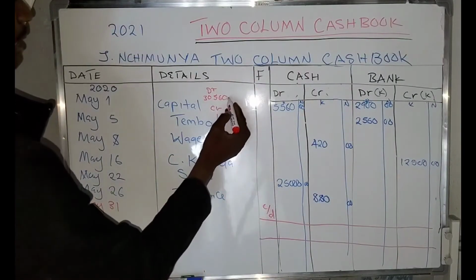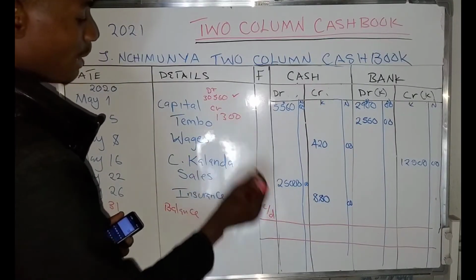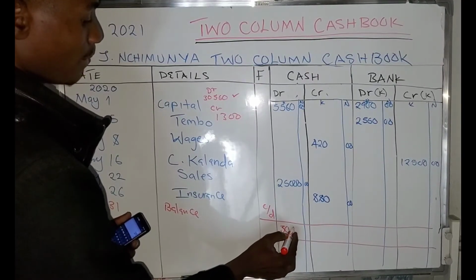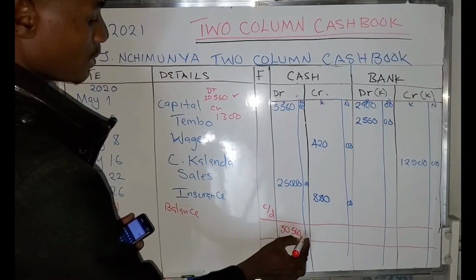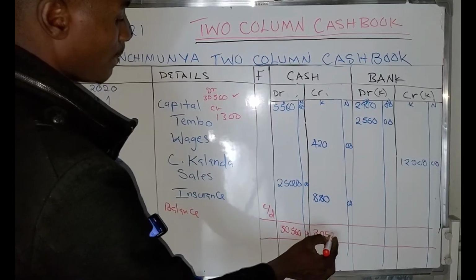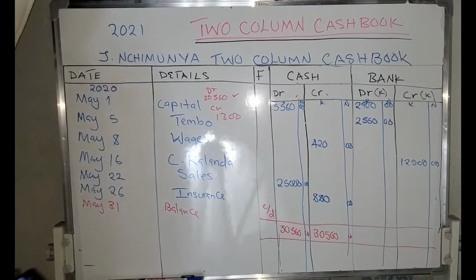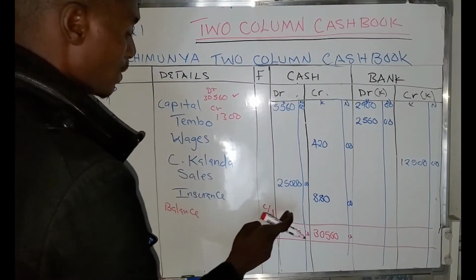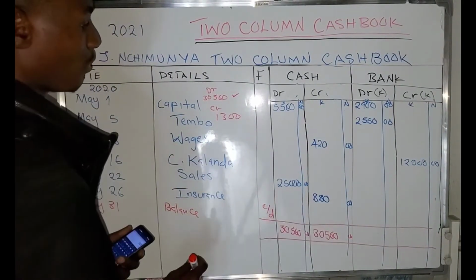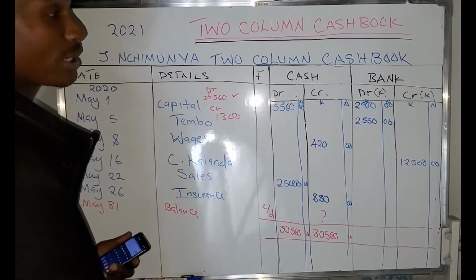So what we're going to do here, we're going to compare the two and check which one is bigger. Automatically this one is bigger, it is on the debit side, so the bigger amount is going to be put here on the total, which is 30,560.00 ngwe. Even this side, 30,560.00 ngwe. Okay, now you check which side was smaller. The credit side was smaller, so on the balance carried down here we are going to put the difference.